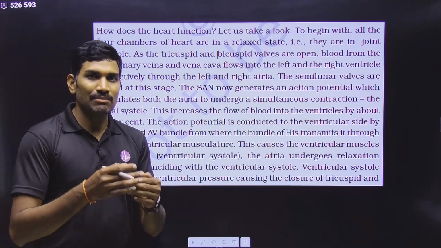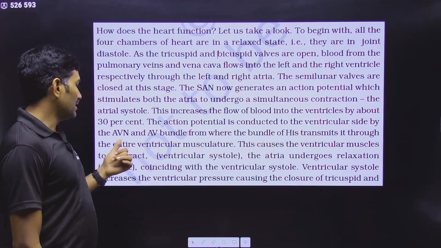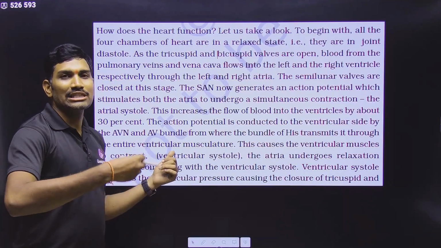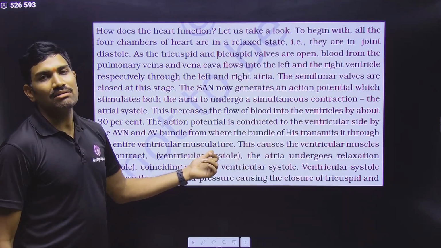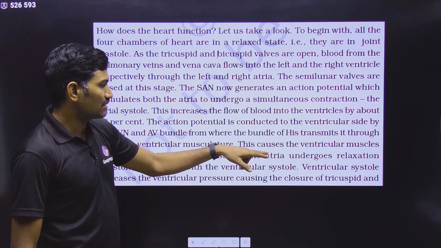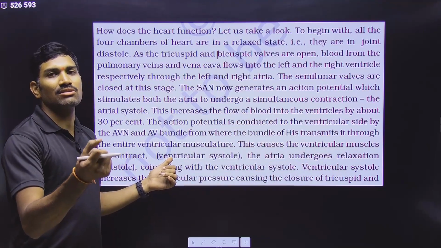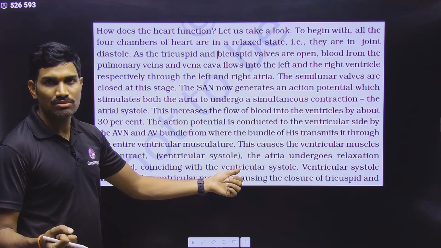So this AV bundle, or bundle of His, will divide into right and left bundles and then Purkinje fibers. In this way, they are sending this particular action potential to the entire musculature of the ventricles. Next one: this causes ventricular muscles to contract. Now the ventricles will undergo contraction, which is called ventricular systole.